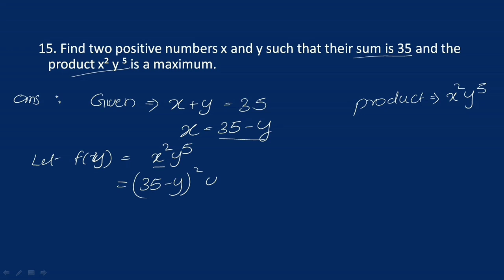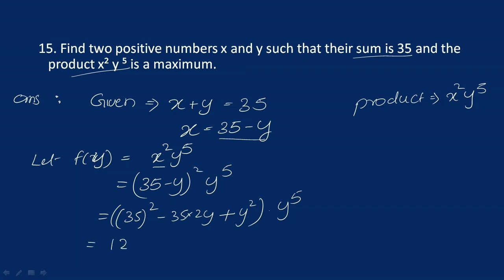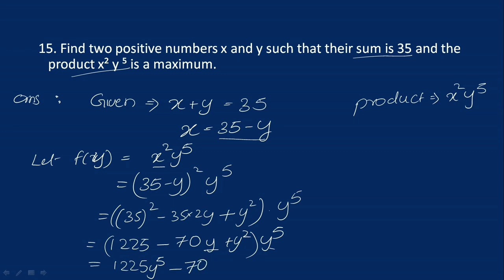Now 35 minus y whole square is 35 whole square minus 35 into 2y plus y square, into y raised to 5. 35 whole square is 1225, minus 35 into 2, that is minus 70y, plus y square, into y raised to 5. Taking y raised to 5 inside the bracket, we have 1225 y raised to 5 minus 70 y raised to 6 plus y raised to 7. So that is f of y.